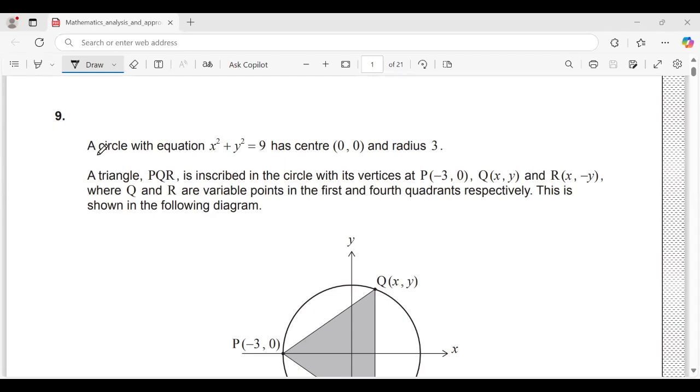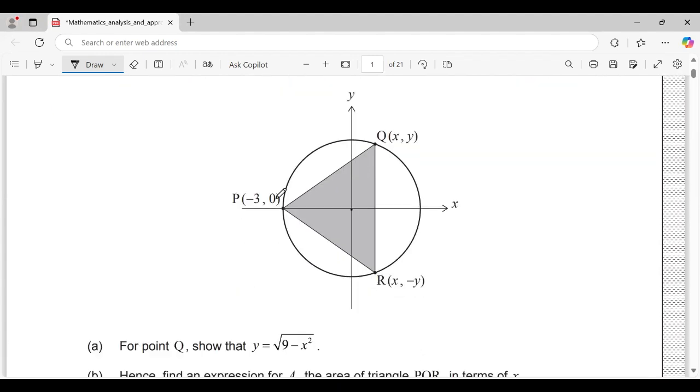Number 9. A circle with equation x squared plus y squared equals 9 has center 0, 0, the origin, and radius 3. A triangle PQR is inscribed in the circle with vertices at P(-3, 0), Q(x, y) and R(x, -y), where Q and R are variable points in the first and fourth quadrants respectively. This is shown in the following diagram.